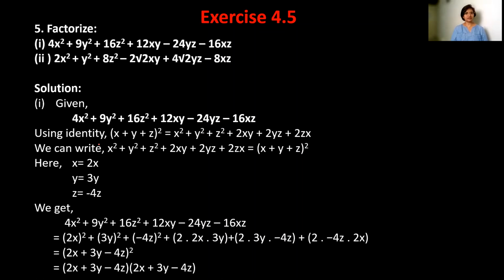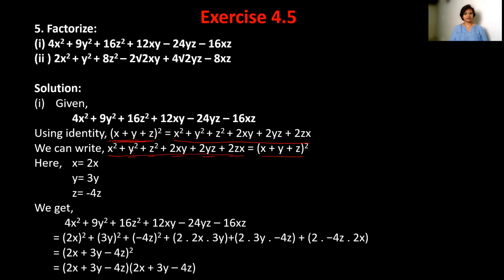So we are using here the identity (x plus y plus z) whole square equals x square plus y square plus z square plus 2xy plus 2yz plus 2zx. So we are writing in that form. We are putting this on the right hand side because we have to find the expression in this form. We can write it as x square plus y square plus z square plus 2xy plus 2yz plus 2zx. The only thing we have done here is written the left hand side part on the right hand side. Nothing else has changed.